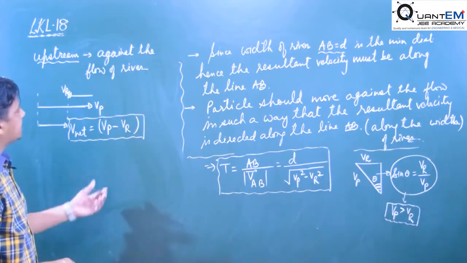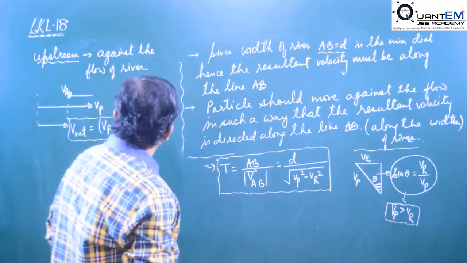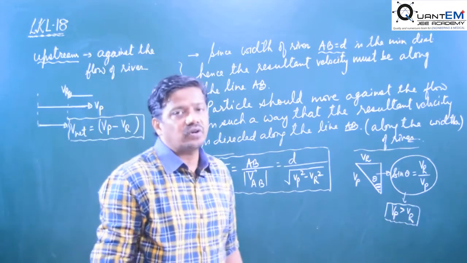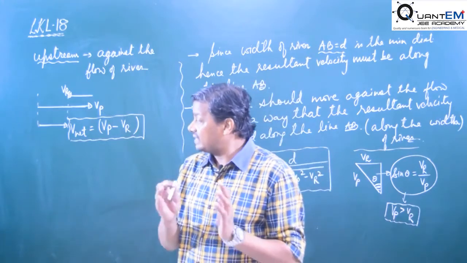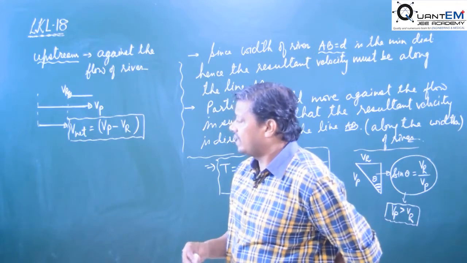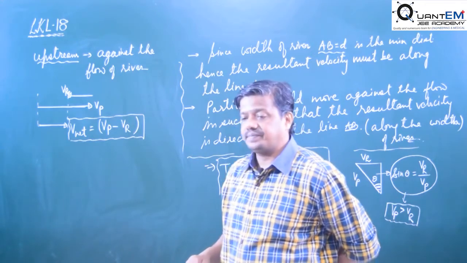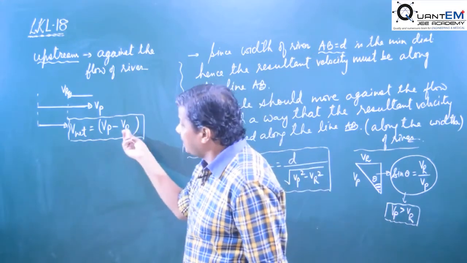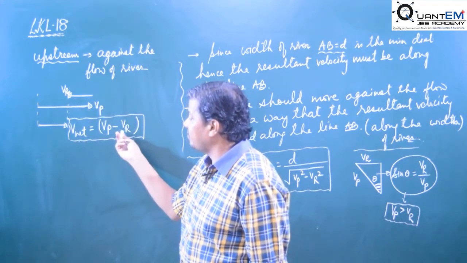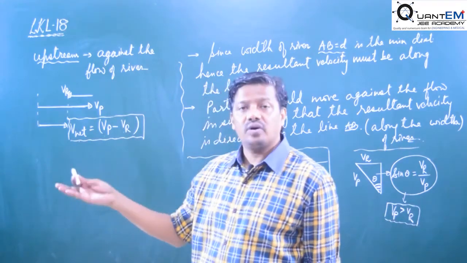Now if Vp is equal to Vr, the velocity of particle and the velocity of river are equal, then Vp minus Vr is 0, then there will be no displacement of the particle in the river flow. Particle remains static for an external observer. Now the next case. If Vr is greater than Vp, then the net velocity will be Vr minus Vp. In that case, the particle will move along the direction of the flow of the river.